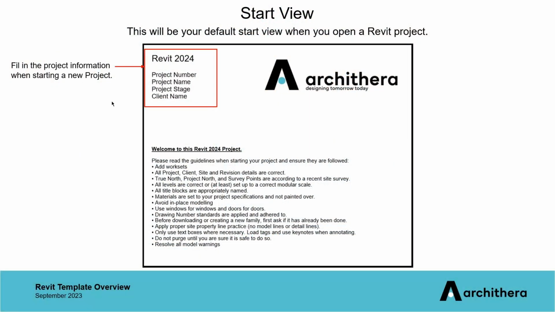This will be the start view when you open a new or existing project that were created using the Archithera template. On the top left corner, you'll find the project information that needs to be filled in or updated when needed. This is important so that the next person that opens this project can immediately find this information. At the bottom, we've also added some guidelines that the person working on the project should follow to ensure a standard throughout all the projects in your company. Feel free to add more of your company's standards to this list.